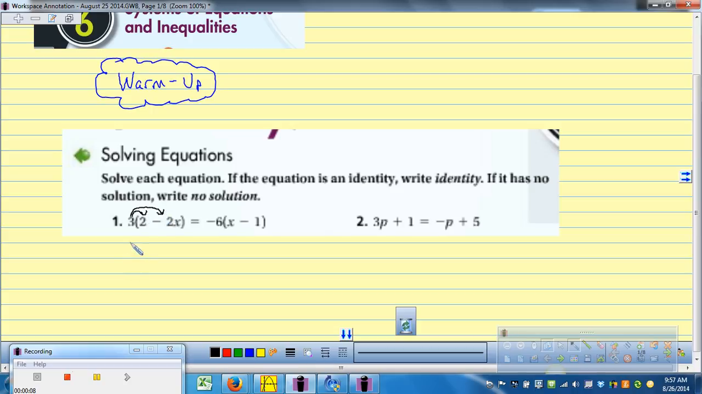3 times 2 gives me what? 6. 3 times 2x is 6x, and it's a positive times a negative, so it's minus 6x. Equals, looks like the same thing on the right side. So what do we get there? Drake, what do we get when we go through here?